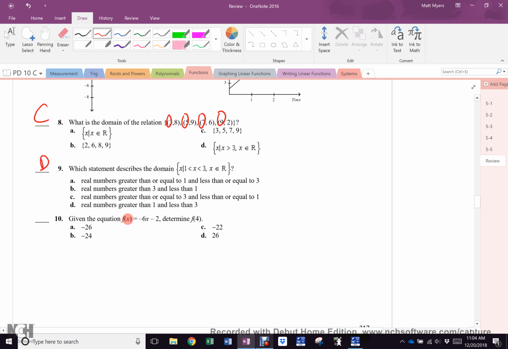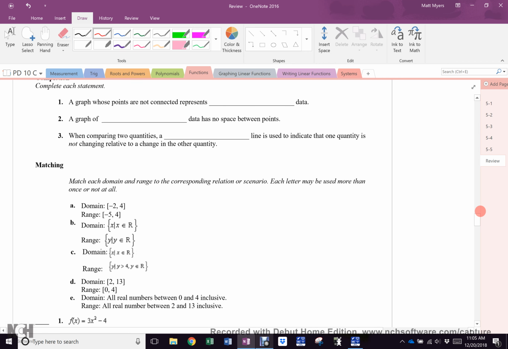f of 4. That x is now a 4. So f of 4 equals negative 6 times 4 minus 2. Negative 24 minus 2. Negative 26. A. If they are not connected, it's discrete. If there are no spaces between the points, then that makes a line, so it's continuous.